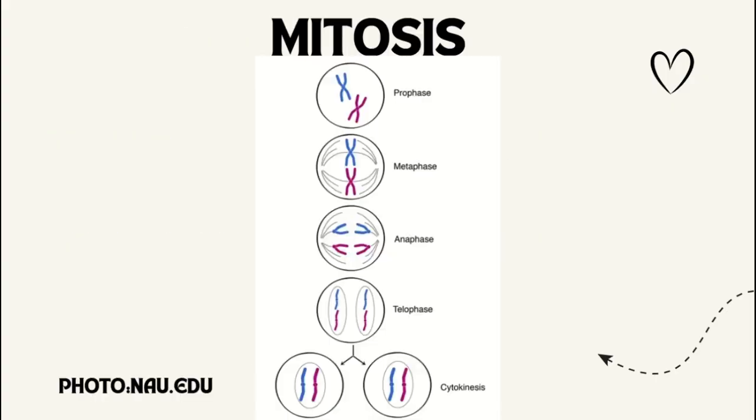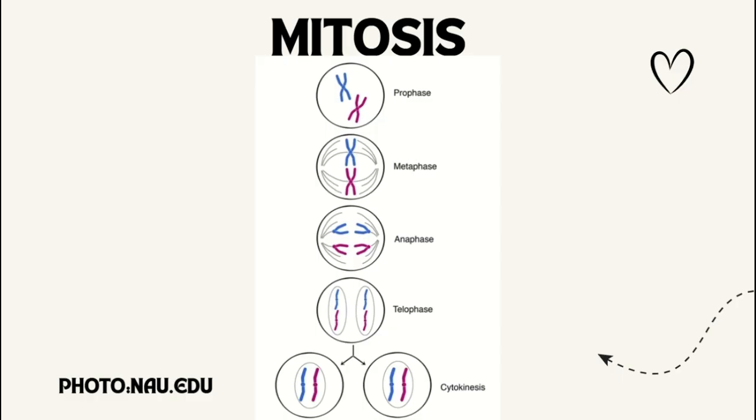So this is the process of mitosis. Basically, how I remember it is PMAT. So prophase, metaphase, anaphase, telophase, and then you have cytokinesis. Now, I say PMAT, so why do we include cytokinesis? We're going to explain that.